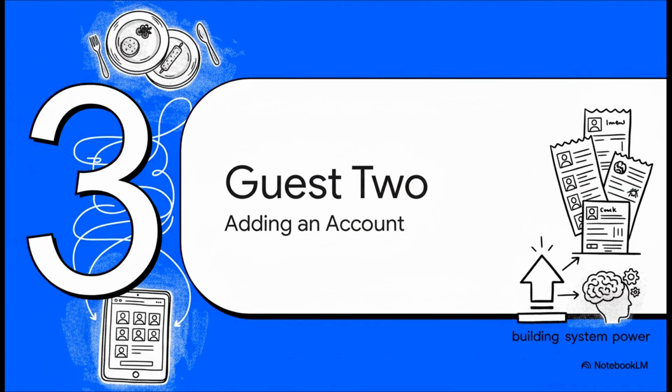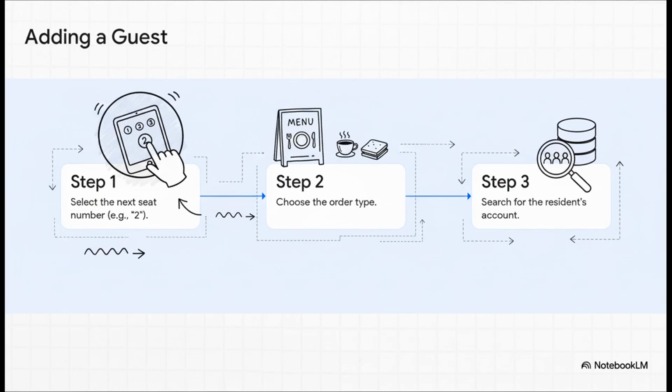This is where you really get to see how powerful the system is for handling multiple residents on one single check. Okay, so the process for adding a second guest is almost identical, but there is one super critical first step. Before you do anything else, you have to tap on seat number 2 at the bottom of the screen. This tells the system, hey, I'm now taking an order for a different person at this table. It is the key to keeping everything nice and separate.